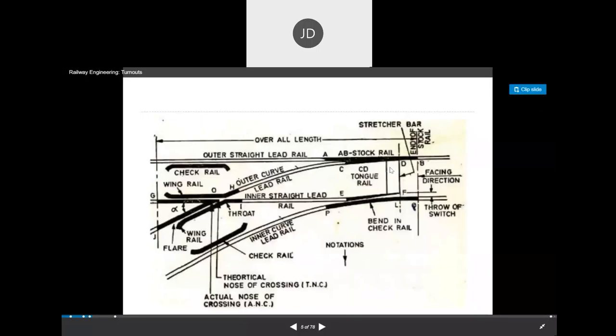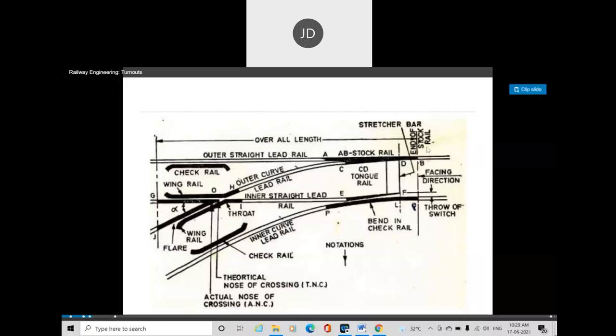You cannot see it like this. Let me see whether it is possible or not. I think somewhere here it will be there. Okay, it's not visible right now. I'll show you.